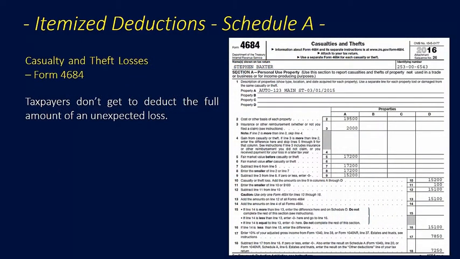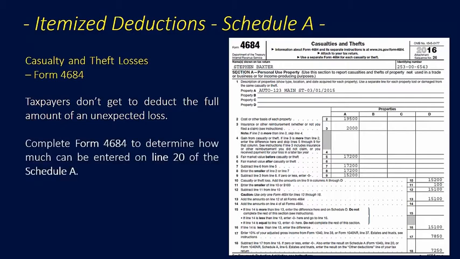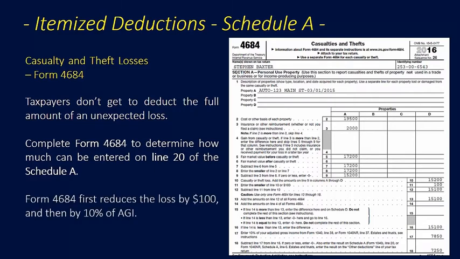Casualty and theft losses are reported on Form 4684. However, taxpayers don't get to deduct the full amount of an unexpected loss. We complete Form 4684 to determine how much can be entered on line 20 of the Schedule A. Form 4684 first reduces the loss by $100 and then by 10% of the adjusted gross income on the return.